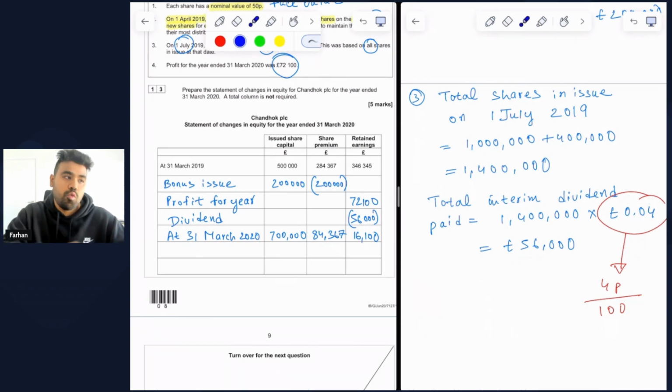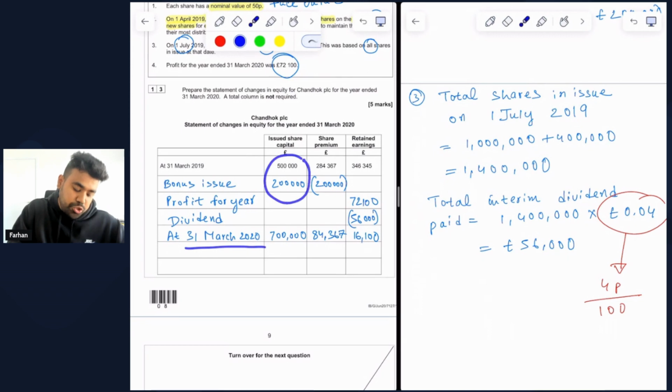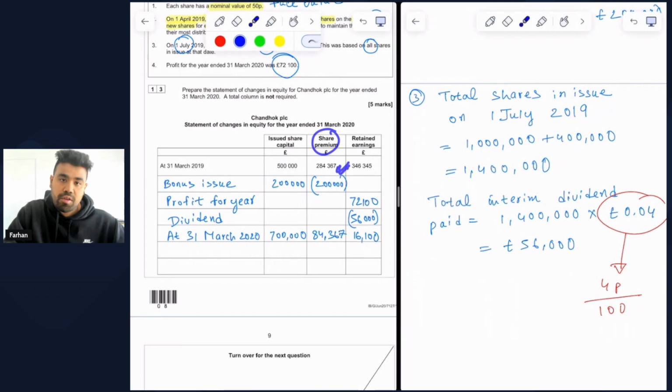So once you have done all those, then you can find the closing balance at 31 March 2020, which is to simply add everything in the issued share capital column, 500,000 being the opening balance, and then an extra 200,000 pounds as bonus issue, which makes it 700,000 pounds. Then when you move to the share premium column, you will see that we started with the opening balance of 284,367 pounds. Out of that, 200,000 has been transferred to bonus issue, the reason behind why we are putting it as a negative sign, and that gives us a total of 84,367 that's remaining in the share premium reserve.